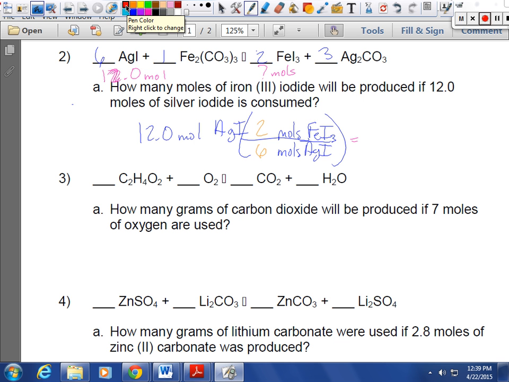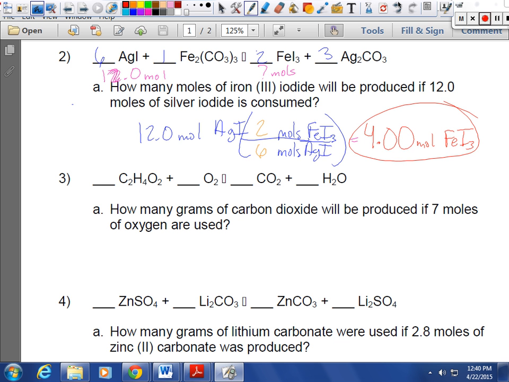Are you positive this time, because you had to use your calculator? All right, what's 12 times 2? 24. What's 24 divided by 6? 4. Now, it's not just 4. 4 point what? 0. Very good. Moles of FeI3. Got to go with that. Don't mess up the mole-to-mole problems, right? Go ahead, Mackenzie.